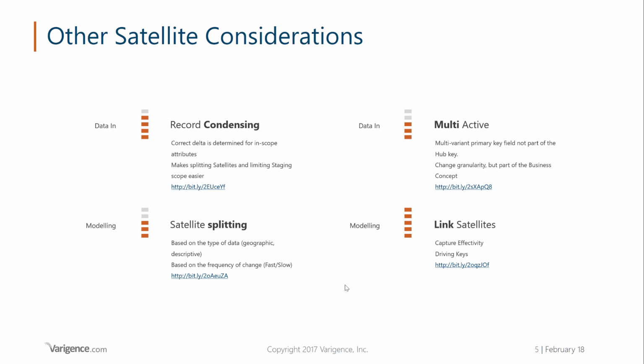And then the last one is linked satellites. Again, there are quite a lot of articles and posts about linked satellites, whether you need them at all. I'm talking about a linked satellite here purely to capture effectivity on a link, when the relationship was active. So linked satellites will capture effectivity. For that, you'll need to take into consideration the driving keys of which part of the link. If you've got a unit of work that has 5 hubs contributing to it, 2 of those hubs may be contributing to the driving key. In other words, they decide whether the other things have changed or not. And again, there's a link there to go for it.